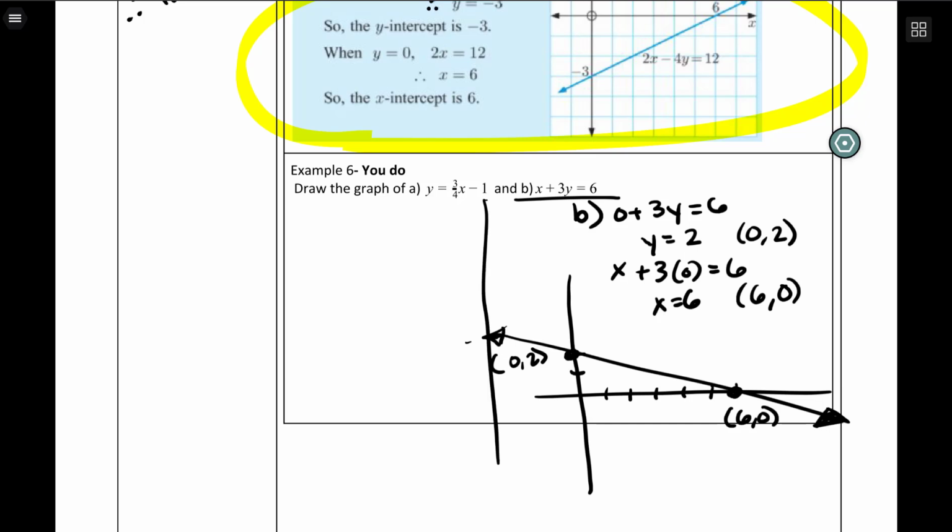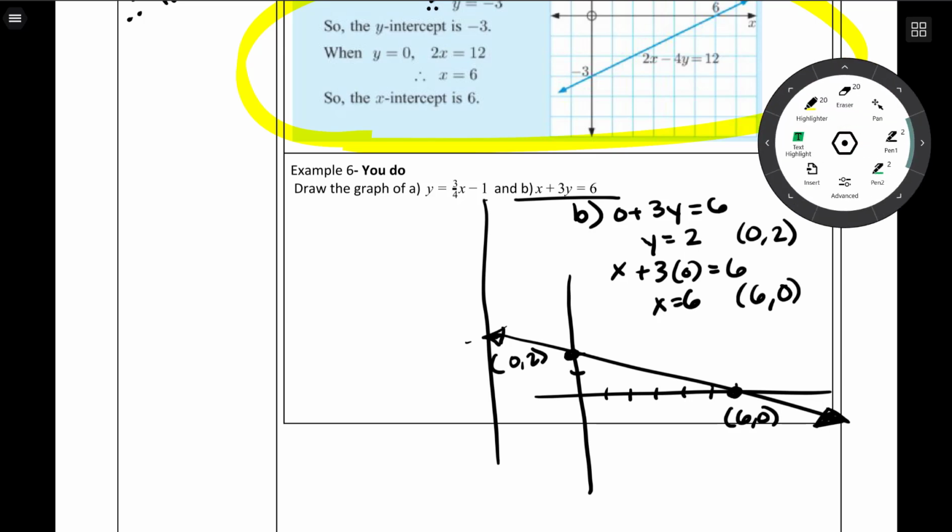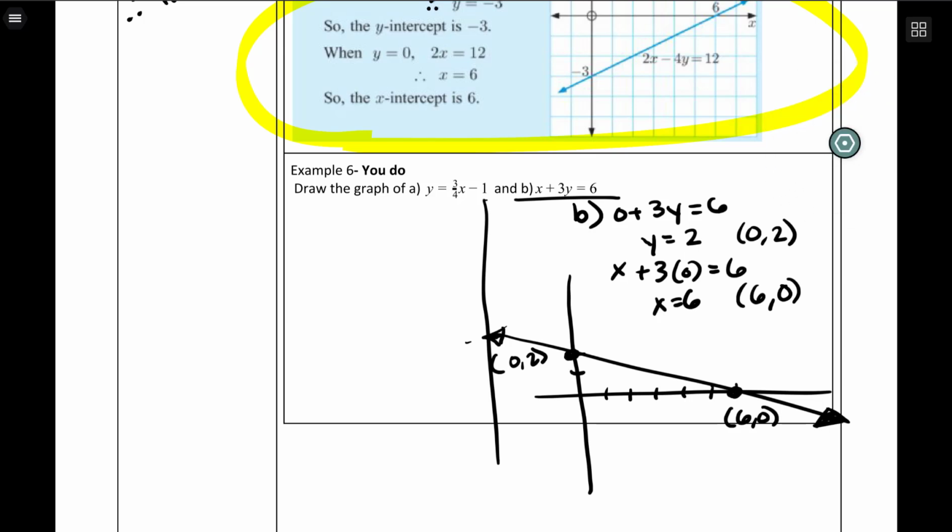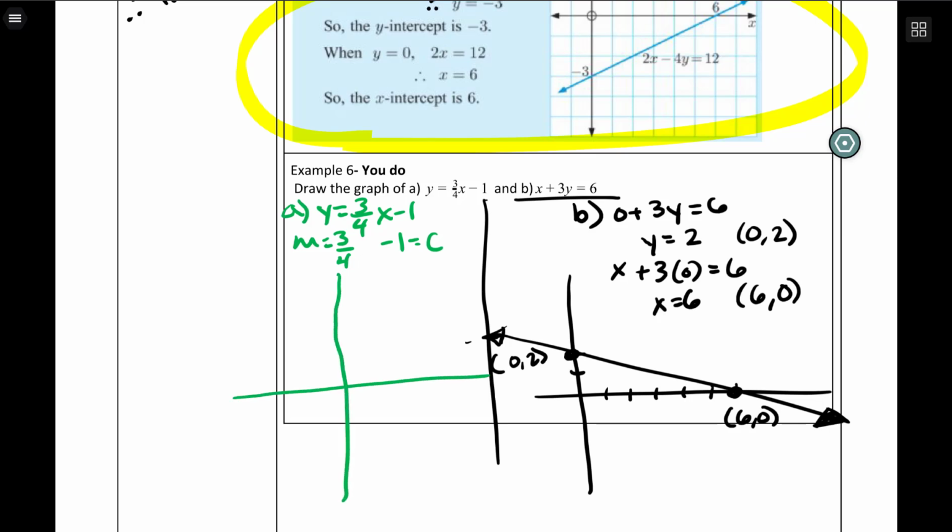Okay, let's try slope-intercept form. Let's try the other one. I'll use a different color this time. We'll use the green. So here, we are going to start off with y equals 3 over 4 x minus 1, and we have 3 over 4. Okay, so that's my slope. And then we have also negative 1. That's going to be my y-intercept. So I can plot this by first plotting negative 1 on the y-axis. That's my y-intercept.